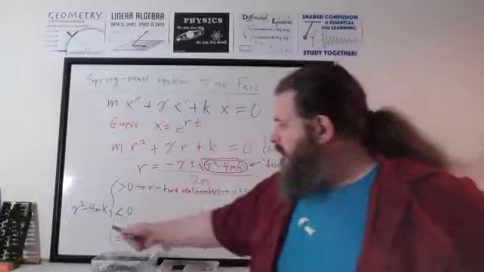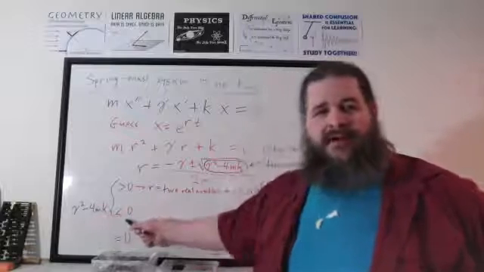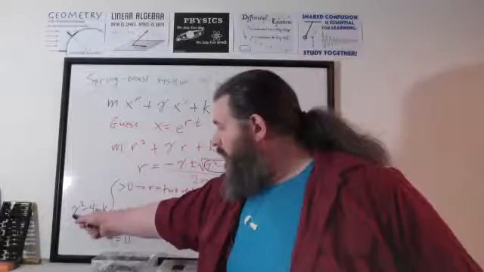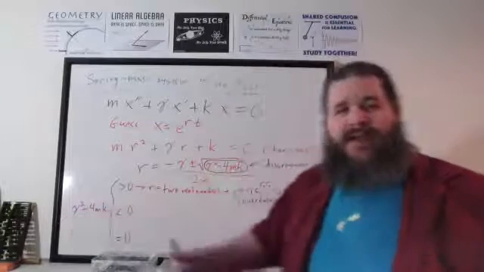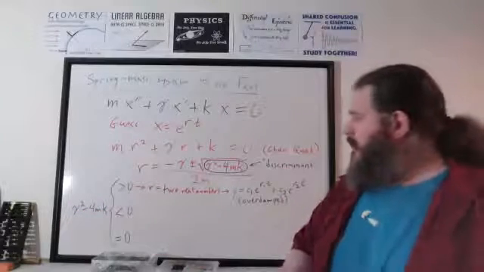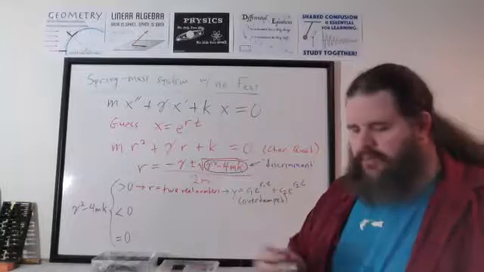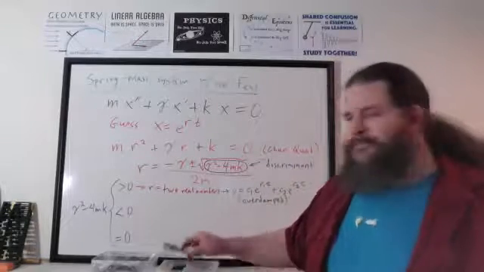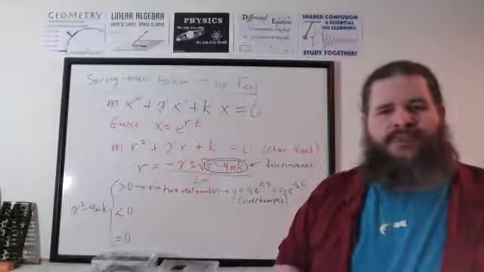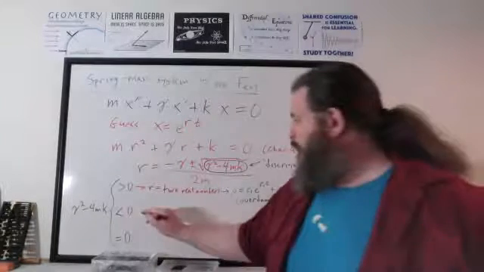On the other hand, if gamma squared minus 4mk is less than zero, that is, if gamma is small compared to m and k, so the minus 4mk overwhelms the gamma squared and you get a negative result. If you get a negative value inside the square root, what kind of results do you get? That is, what kind of R values would we get?